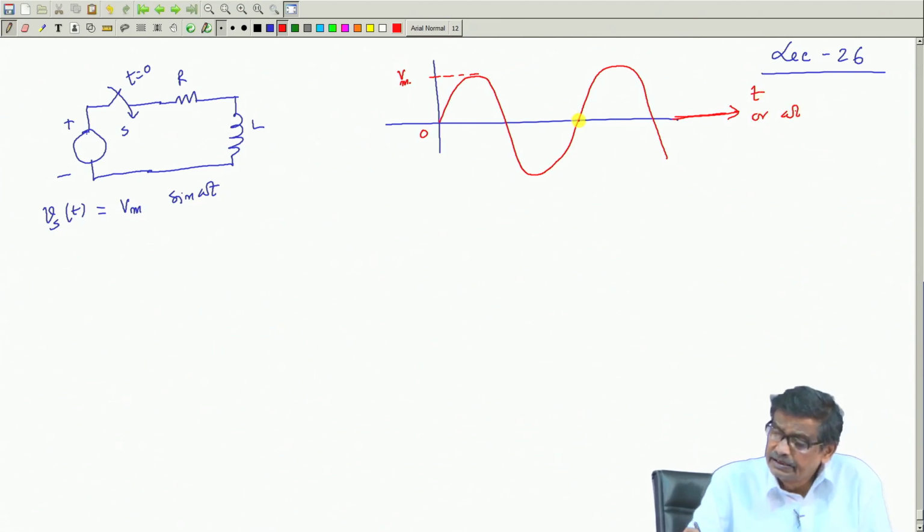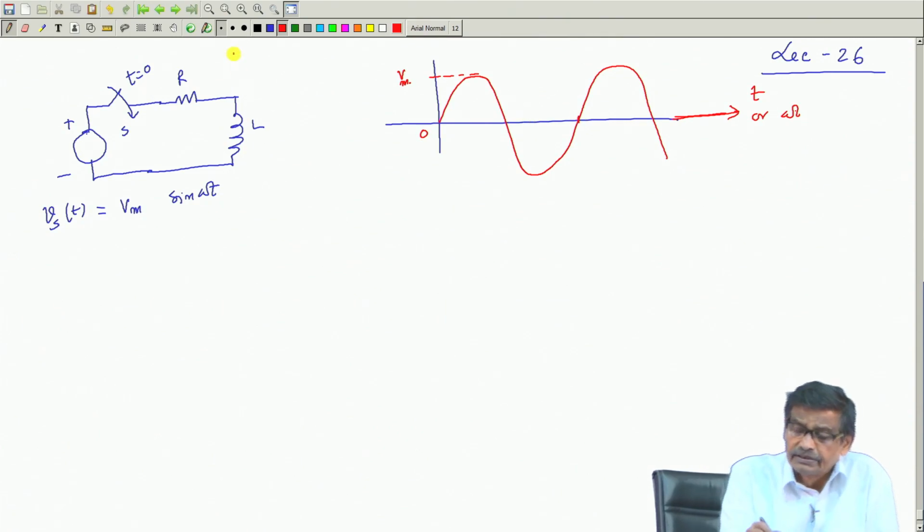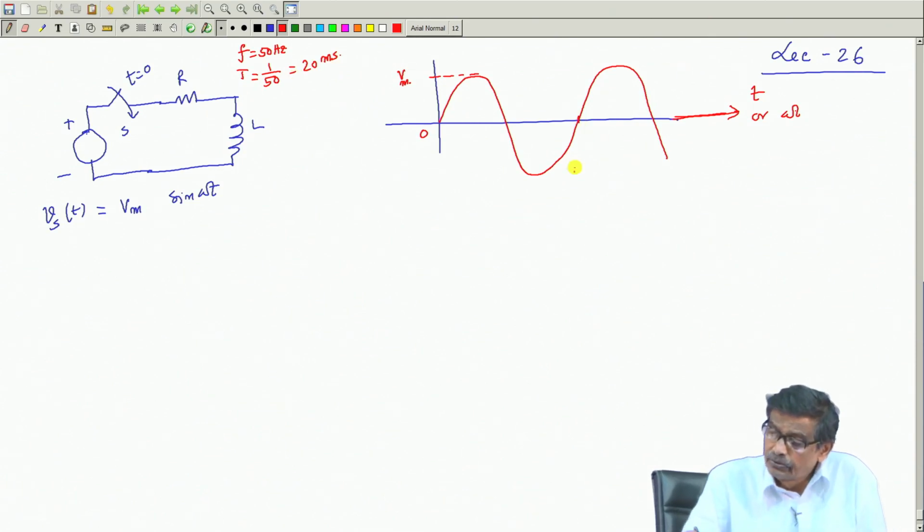If it is t, then for our supply system in our country, frequency is 50 hertz. So, time period is equal to 1 by 50, which is equal to 20 millisecond. These numbers you must remember. So, this total time here is 20 millisecond.